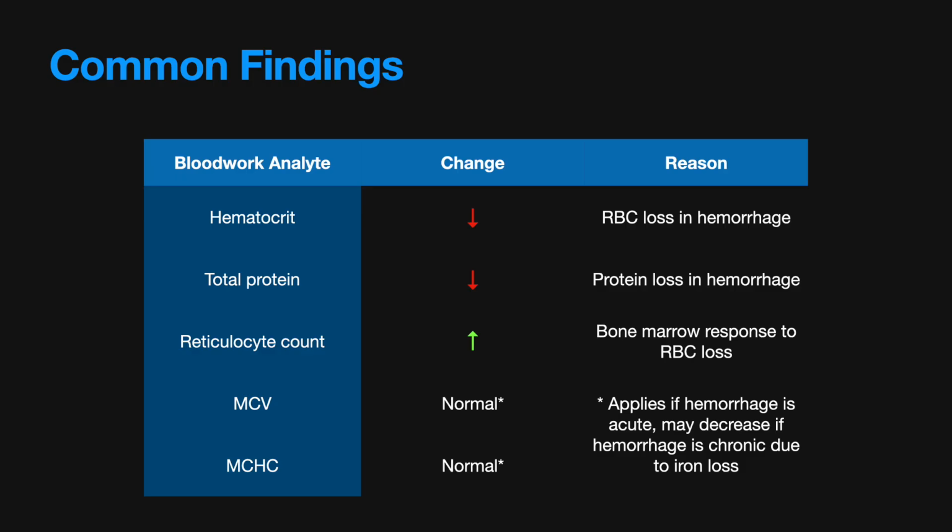As mentioned, these anemias are typically regenerative, so you will have an elevated reticulocyte count. Most cases are normocytic and normochromic in cases of acute hemorrhage. However, you may see changes in these values if the hemorrhage is chronic.